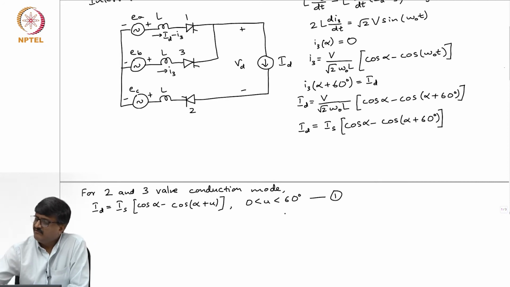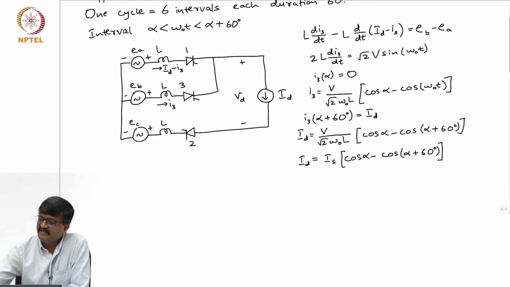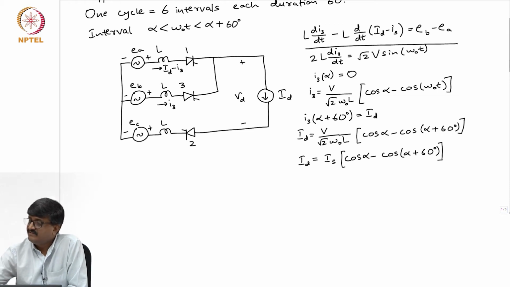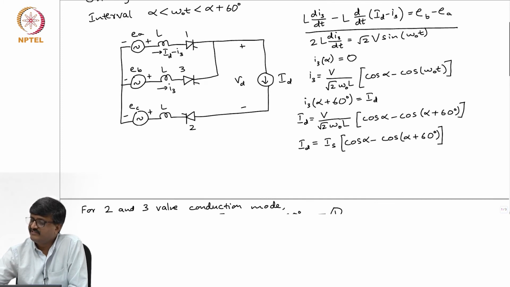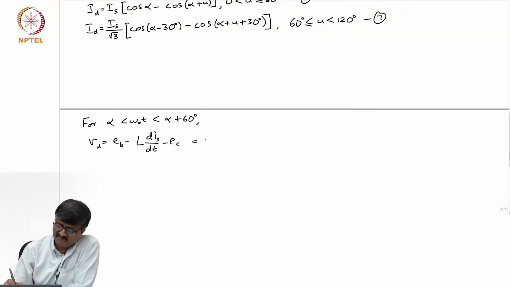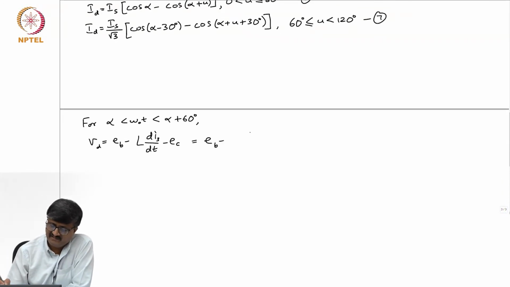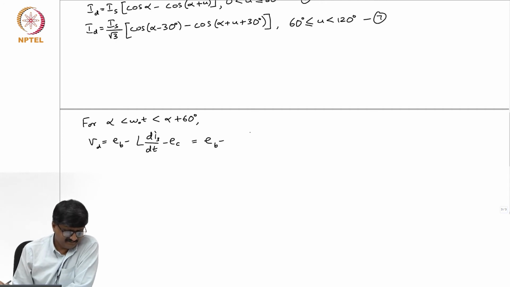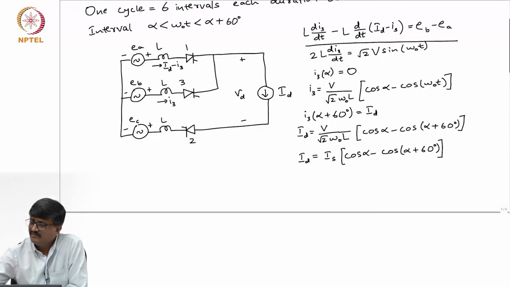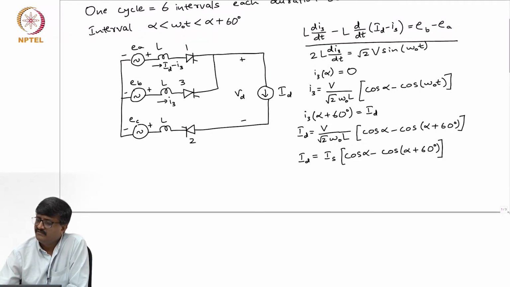And we also got an expression for L di3 by dt. So L di3 by dt is Eb minus Ea. I'll just substitute this expression for L di3 by dt, which is Eb minus Ea, in this equation. It's in fact Eb minus Ea is 2L di3 by dt.